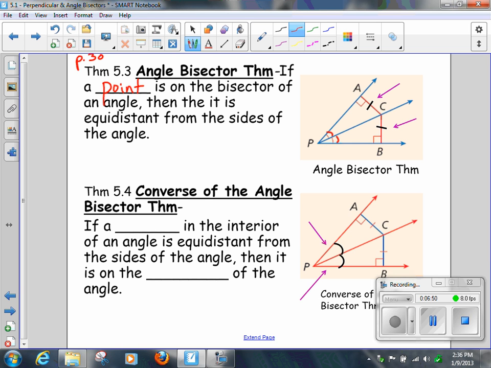And then the converse of that says that if a point in the interior of an angle is equidistant from the sides of the angle, then it is on the bisector of the angle.